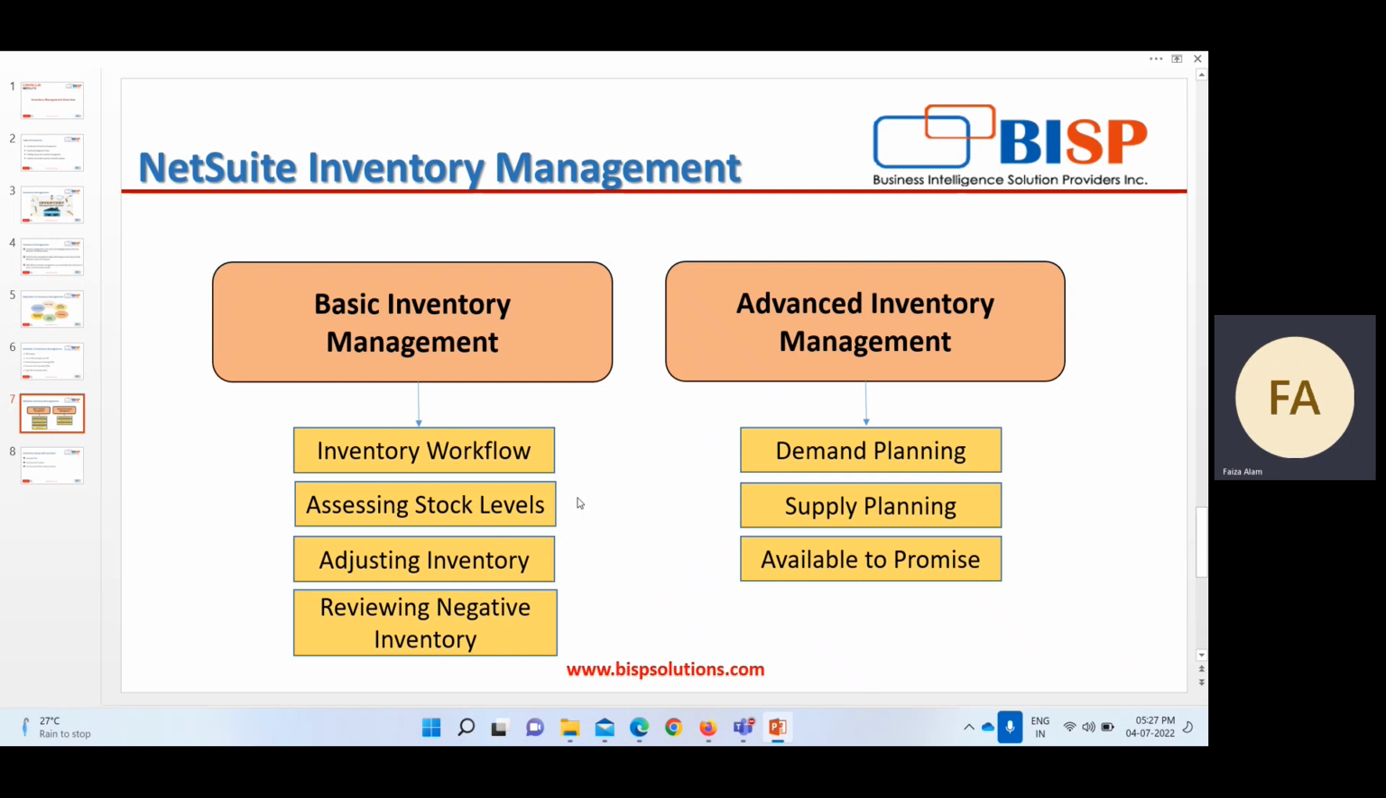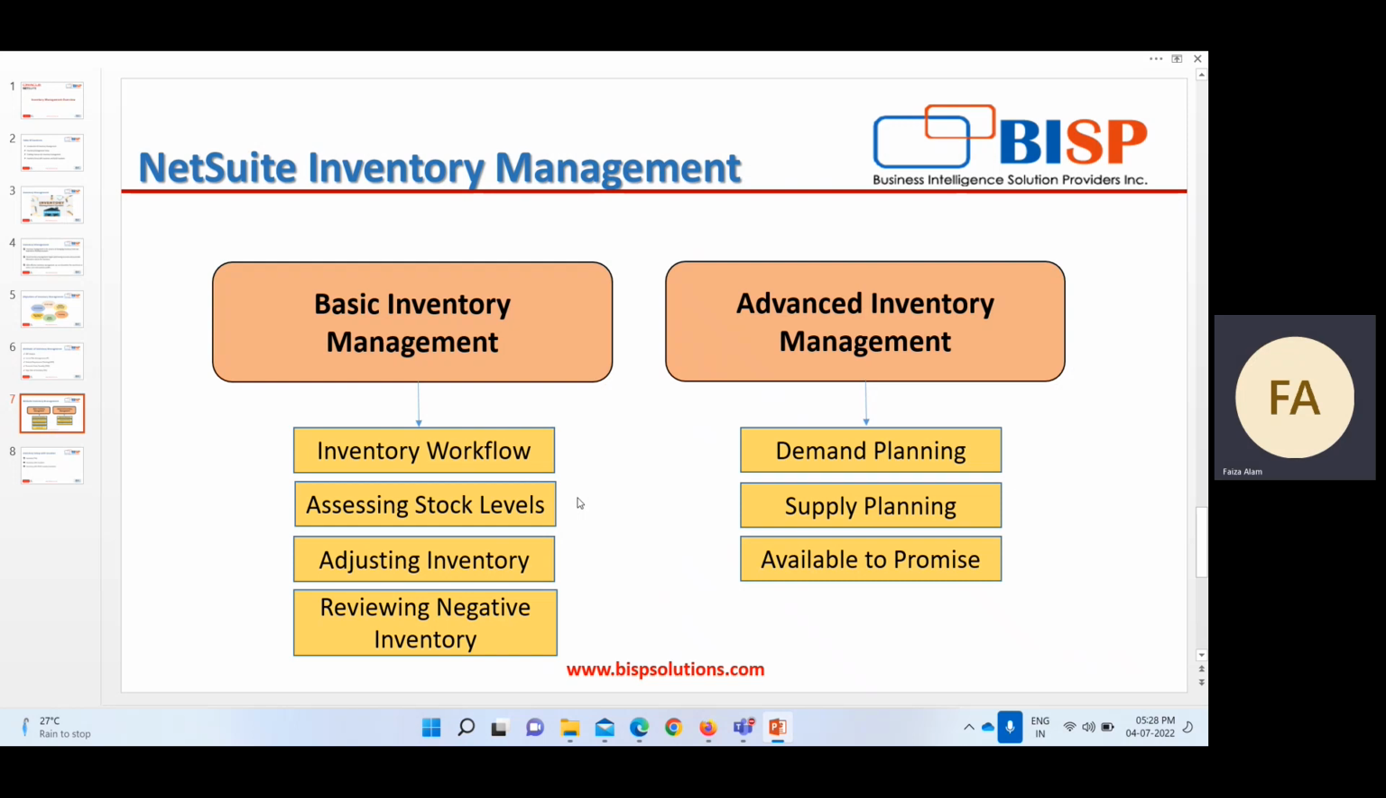The first way in which the inventory can be adjusted is by filling a simple form, where we have to mention the quantities that we want to adjust. We have to mention the subsidiary and location there. And the other way is we can adjust inventory with the help of worksheets. With worksheets, we can adjust the inventory for many items at a time.